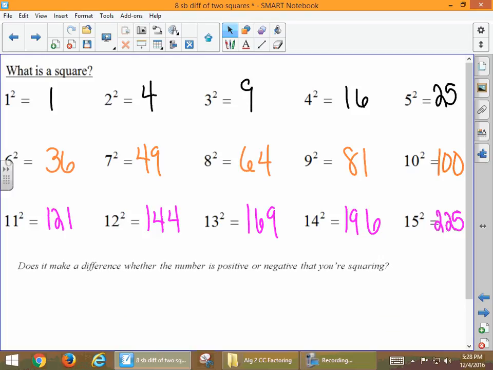Does it make a difference whether the number is positive or negative that we're squaring? No, because negative 2 times negative 2 is still positive 4, or negative 7 times negative 7 is still positive 49, or negative 12 times negative 12 is still positive 144. So no, it does not make a difference.